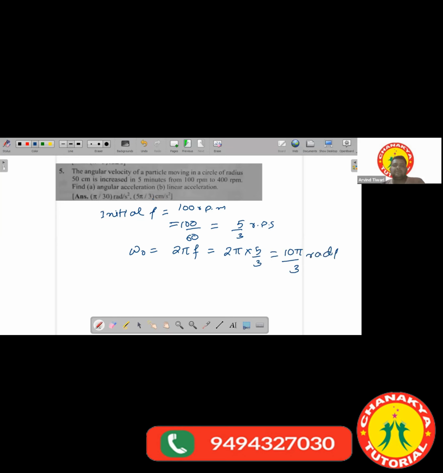Are you getting it? Yes, sir. So I think now you will be able to do this question. You have got the initial hint and you can obtain this, right? Yes, sir. Okay. You will only face difficulty with linear acceleration, which I'll explain to you in the next class.